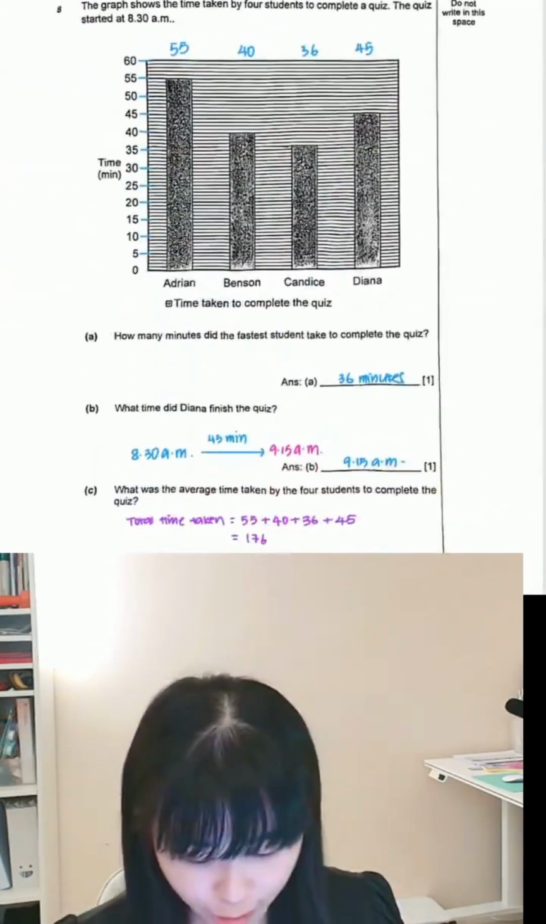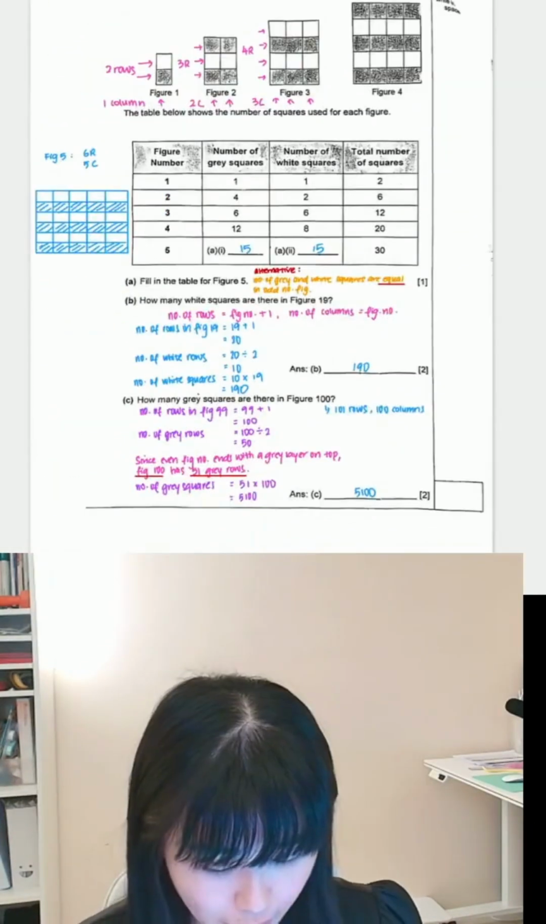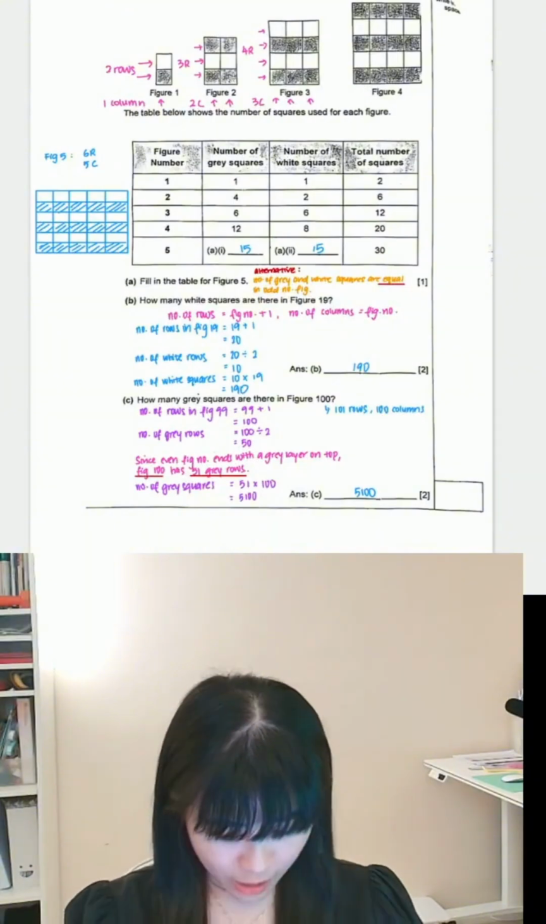Okay, question 15 and 16. This one? Okay, I let you see. 16 is 190 and 5100.